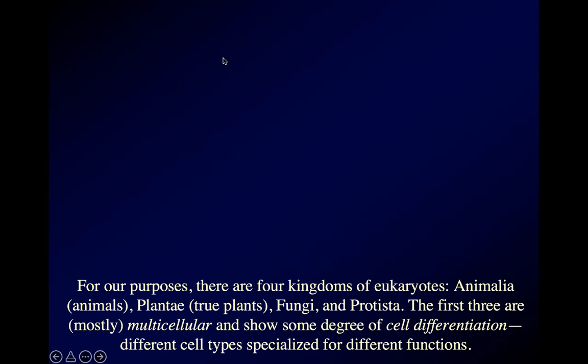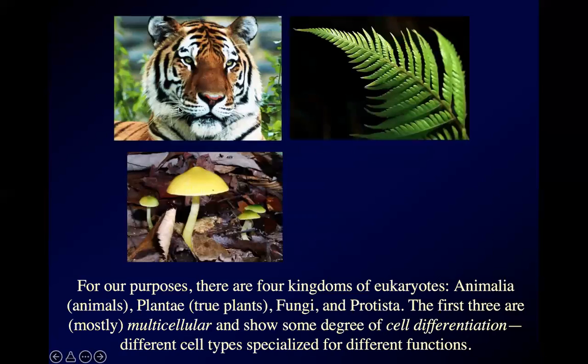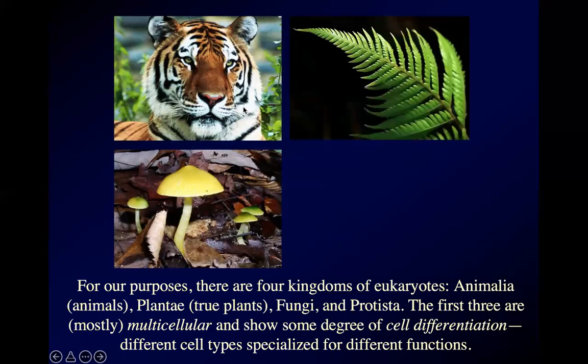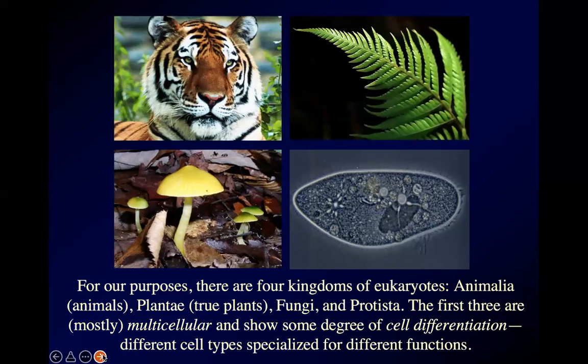for our purposes, there's 4 kingdoms of eukaryotes: animals, plants, and fungi, plus a 4th that really doesn't count as a kingdom, and the pros divided up in various ways that don't really need to concern us here, called the protista. The first 3 are mostly multicellular. There's a few exceptions like yeast among the fungi, and most show some degree of cell differentiation. Different cell types are specialized to do different things.